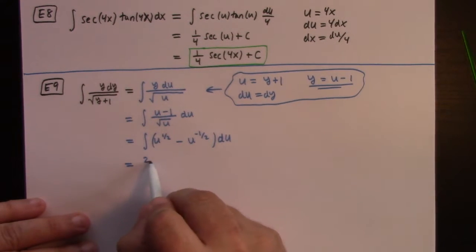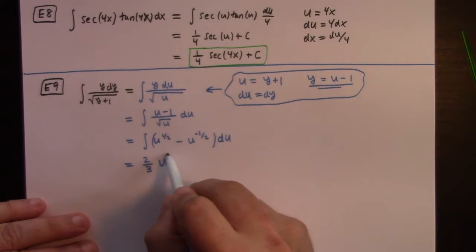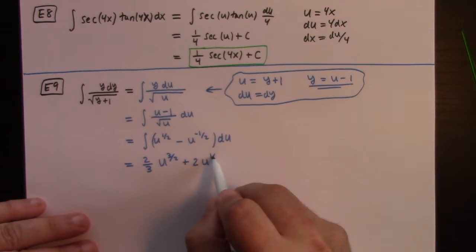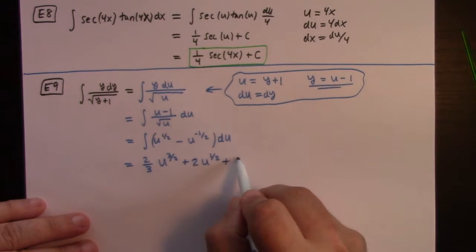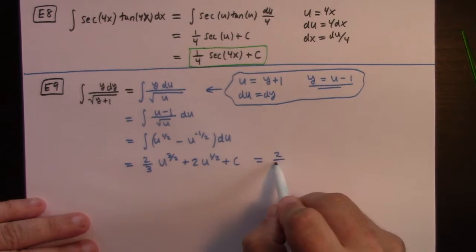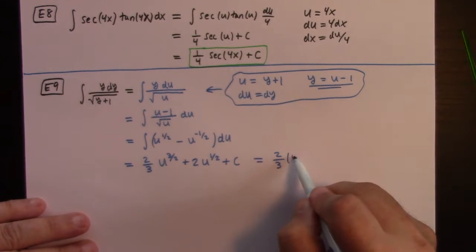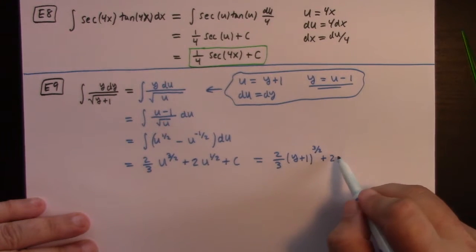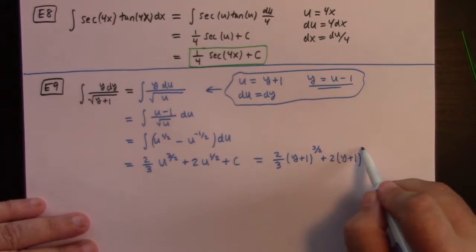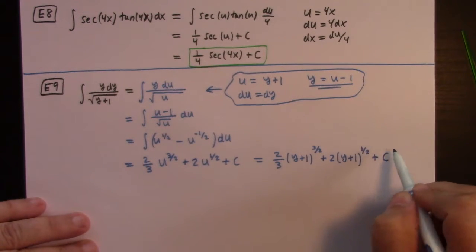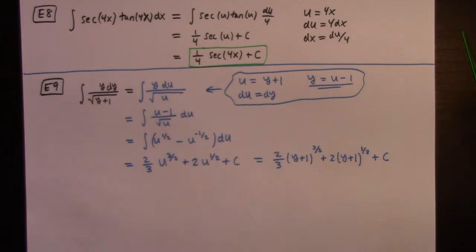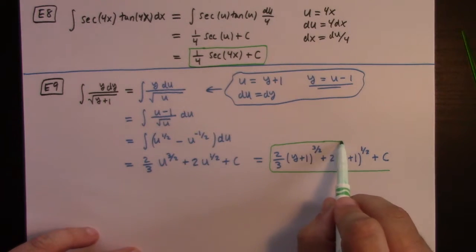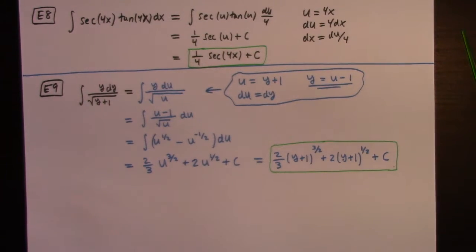So that is 2/3 u to the 3/2 plus 2 u to the 1/2 plus a constant, and so the answer is 2/3 times y plus 1 to the 3/2 plus 2 times y plus 1 to the 1/2 plus a constant. There you go. So there's another example.